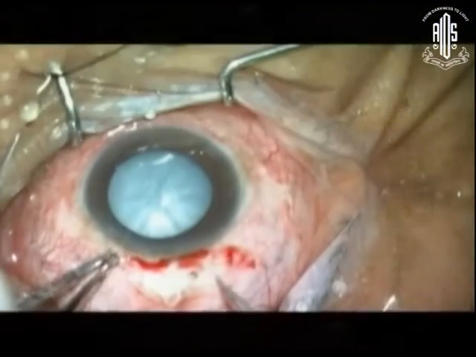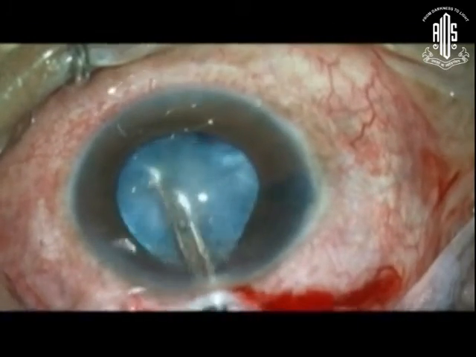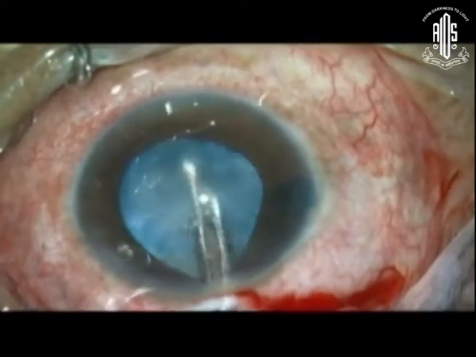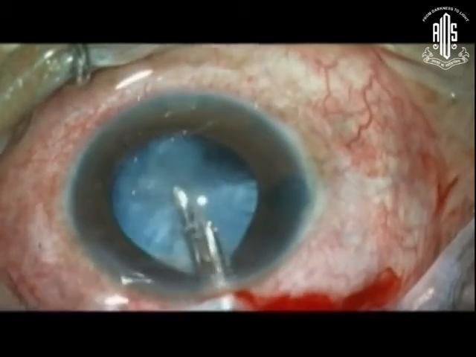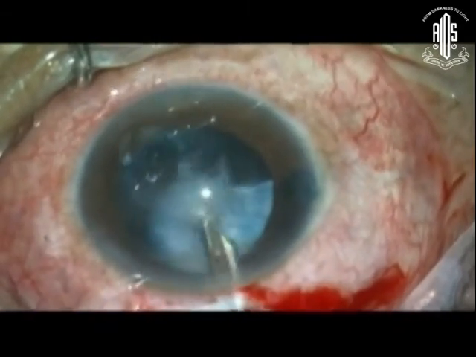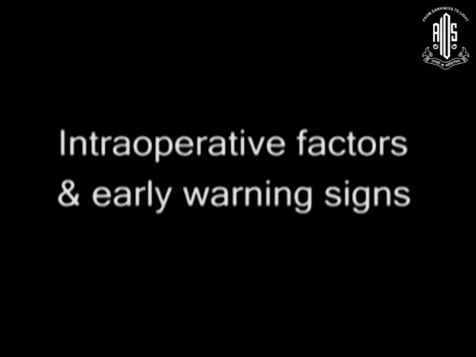This case has a total cataract after a vitreoretinal procedure. We should always keep in mind the possibility of a lens capsule touch or injury during vitrectomy. Here the central opening in the posterior capsule letting out silicone oil is seen while the soft cataract is being aspirated. Now let's consider some of the intraoperative factors and early warning signs of posterior capsule rupture.